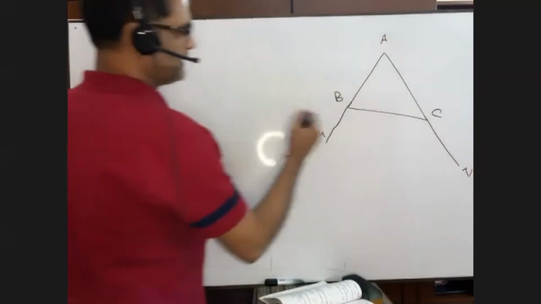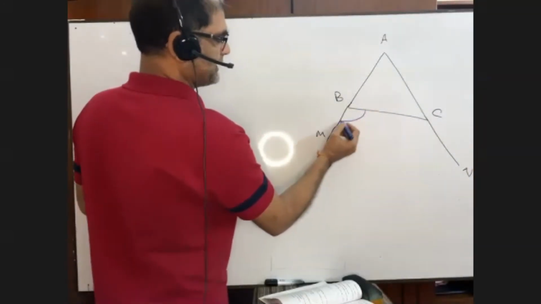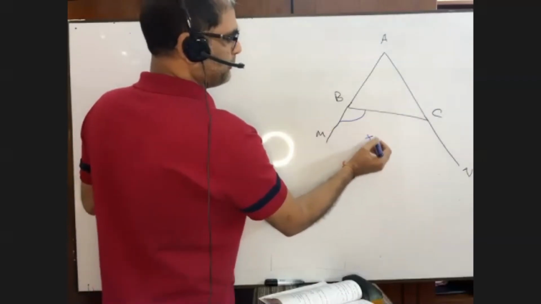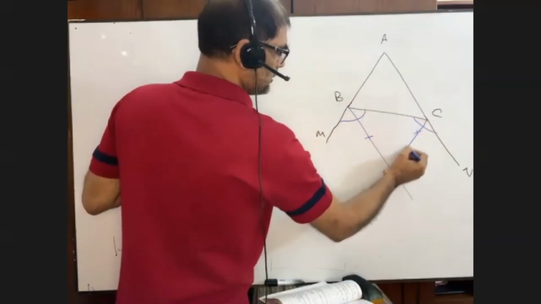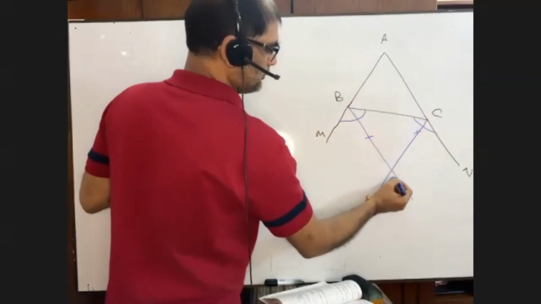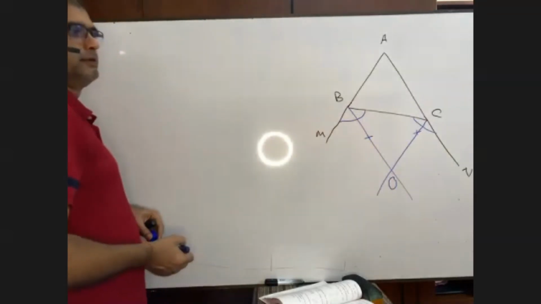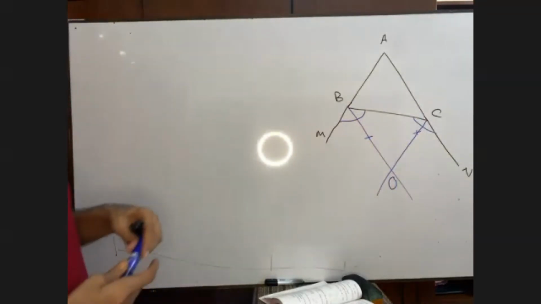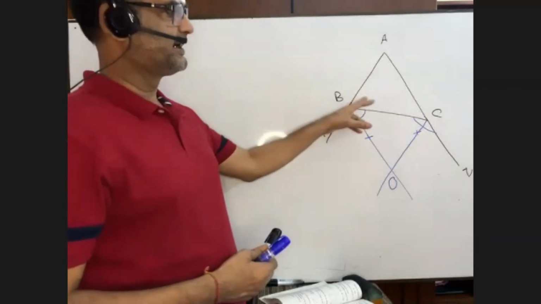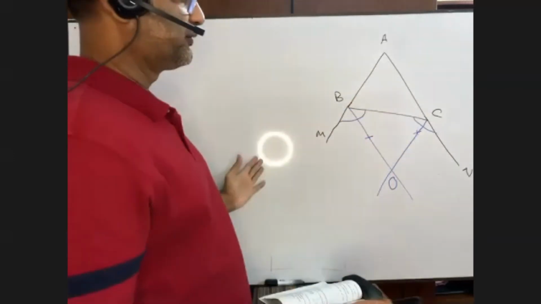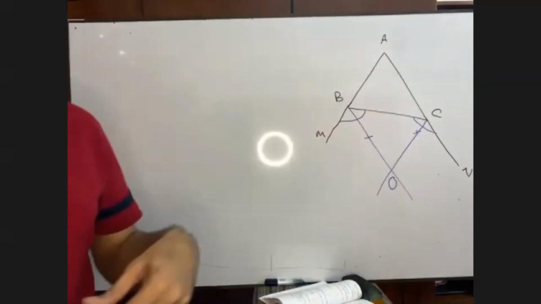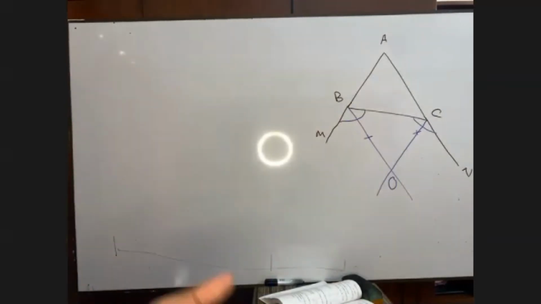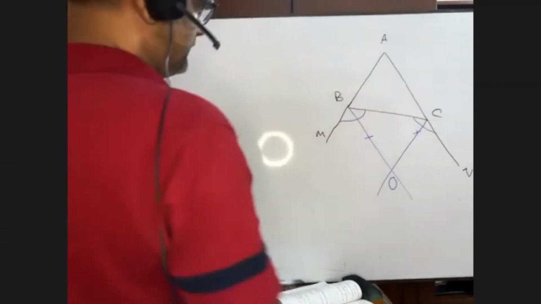Now you see there is an external angle. And if we bisect it, we will get a bisector like this. Suppose it meets at O. For the last math, we bisected this angle and this angle, the internal angles. But for this math, we are going to bisect the external angles. And this is the difference. Is it okay? Yes, sir.